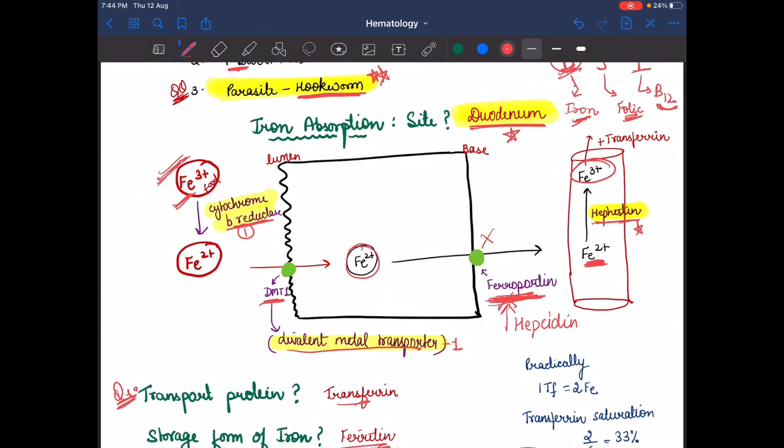As ferroportin absorbs iron, iron comes into the blood vessels. In which form does it come into the blood vessels? That is Fe2+. Now this Fe2+ is converted to Fe3+ with the help of hepcidin, again in the blood vessels. Now this Fe3+ is transported by transferrin. So how does iron get transported? Iron gets transported by transferrin.